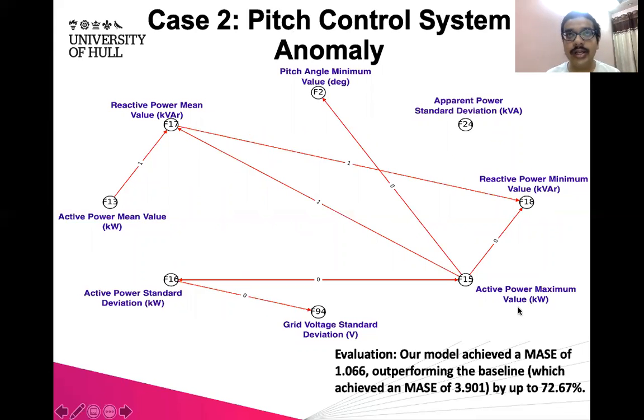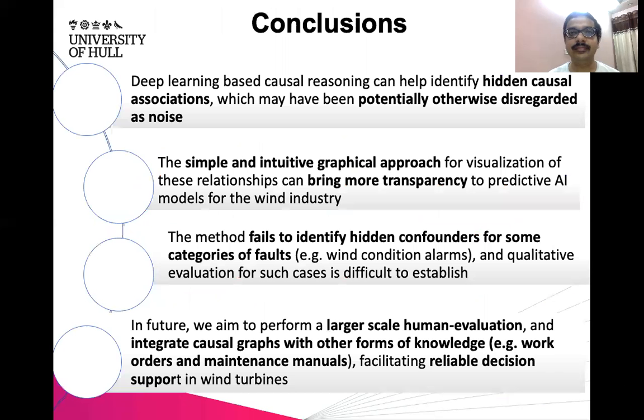Similarly, you can observe a relationship between grid voltage, active power, and so on, which we found is quite relevant. And on evaluation, we observed that our model achieves a mean absolute scaled error of 1.066, and it outperforms the baseline models in terms of MASE. Conclusions. So we conclude that deep learning based causal inference is promising for the wind industry, and it can significantly help us to identify hidden associations within our SCADA data.